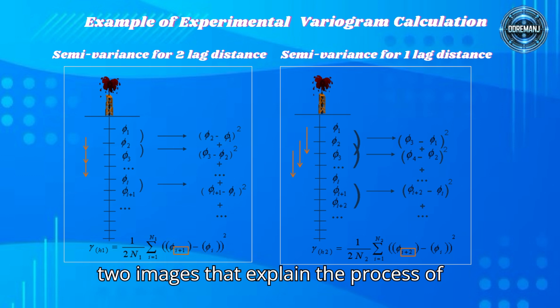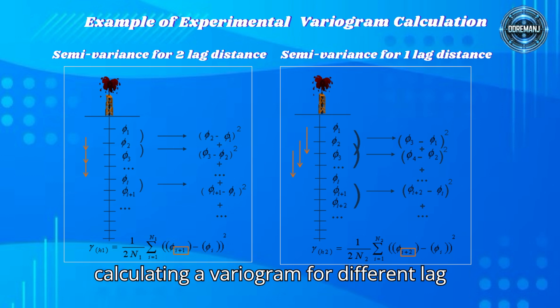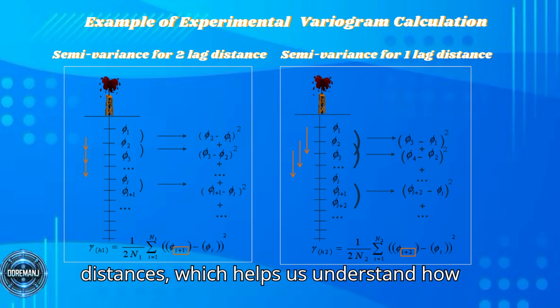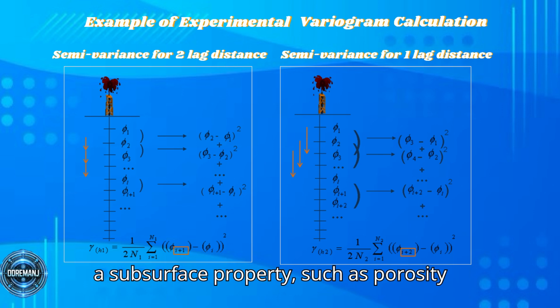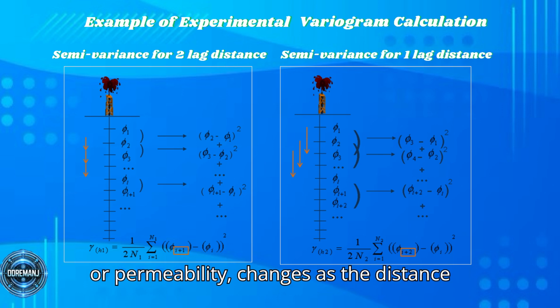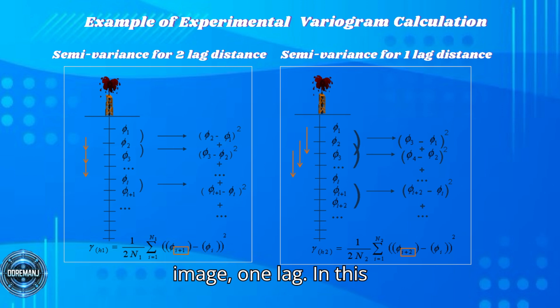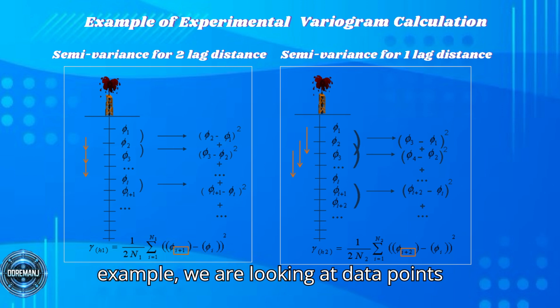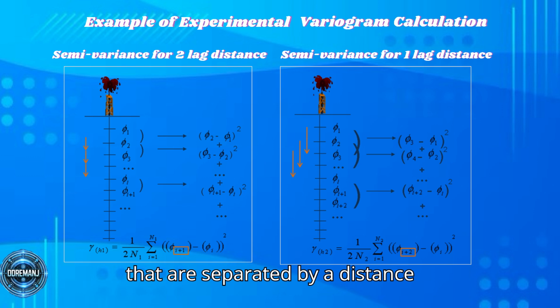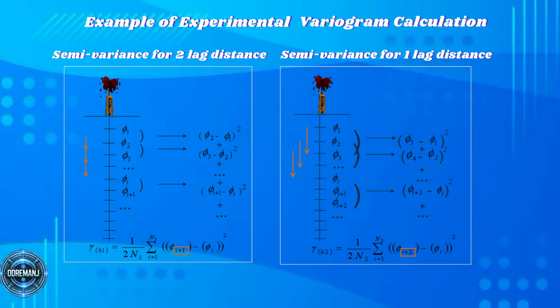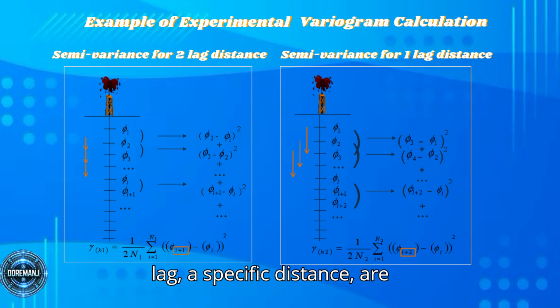All right, let's take a look at this showing two images that explain the process of calculating a variogram for different lag distances, which helps us understand how a subsurface property, such as porosity or permeability, changes as the distance between sampling points increases. Left image, 1 lag. In this example, we are looking at data points that are separated by a distance equivalent to 1 lag. The process works as follows. 2 data points that are separated by 1 lag, a specific distance, are selected.